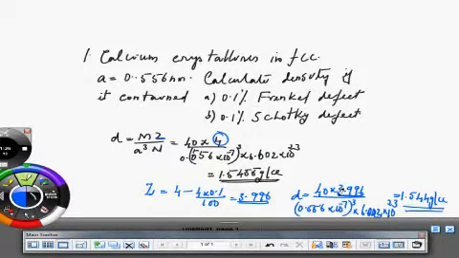Which means without the defect, density would have been 1.5456. With a defect, density would have been 1.544. Can you see the density is coming down, decreasing? That's it.